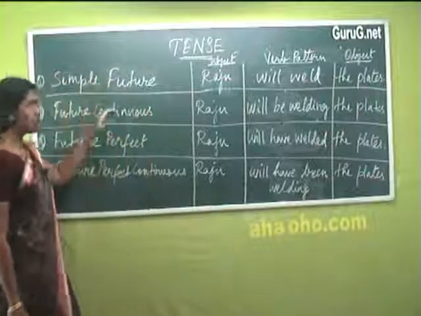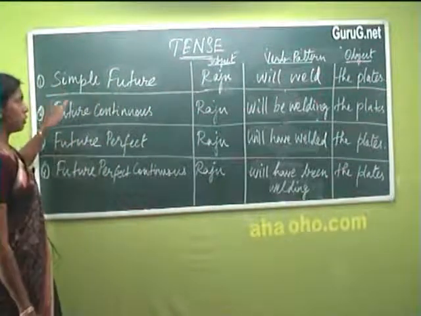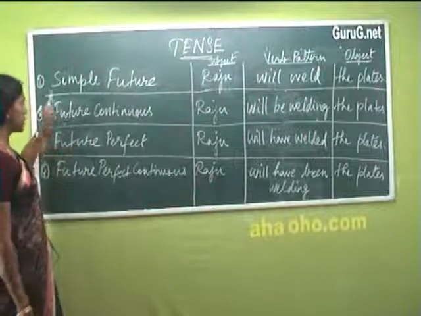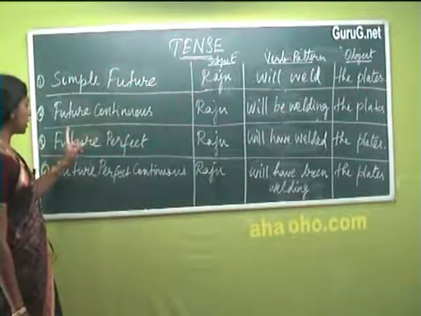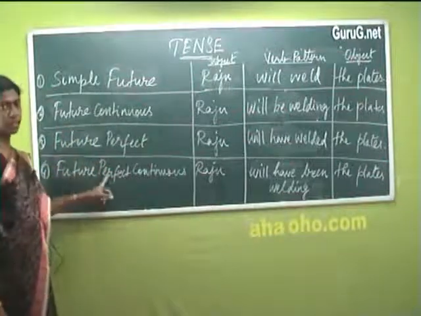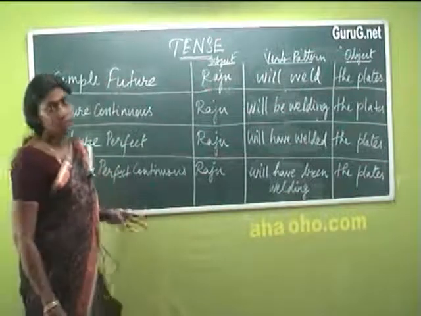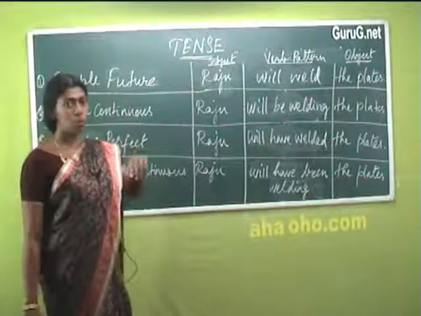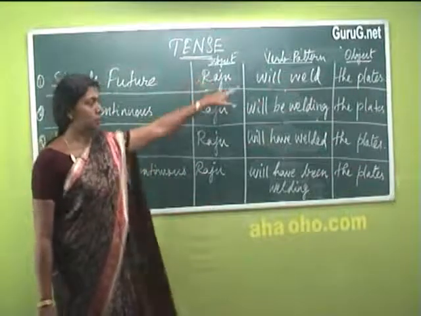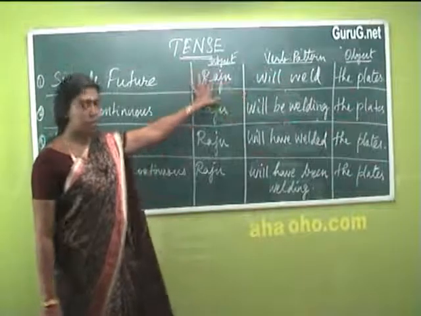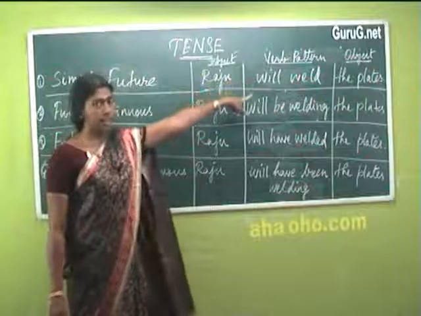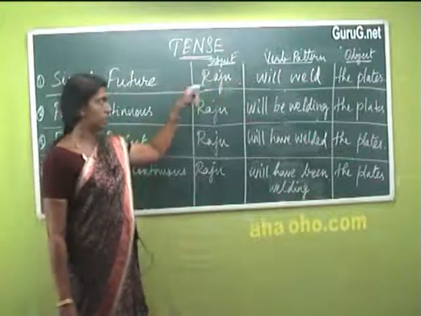Now we see the classifications of future tense. There are 4 classifications, as we have already seen in present and past. The same classifications: simple future, future continuous, future perfect, future perfect continuous. We'll move on to the example. The verb pattern alone is changed for better understanding, as I said already. Let's take the same example, but the verb pattern has changed to denote it as future tense.